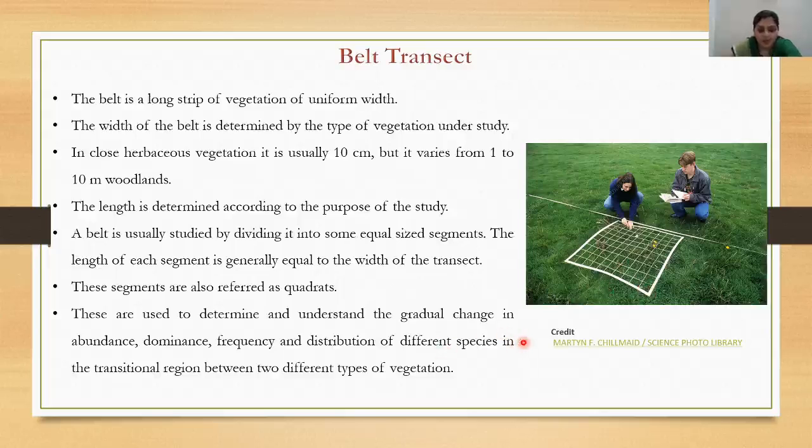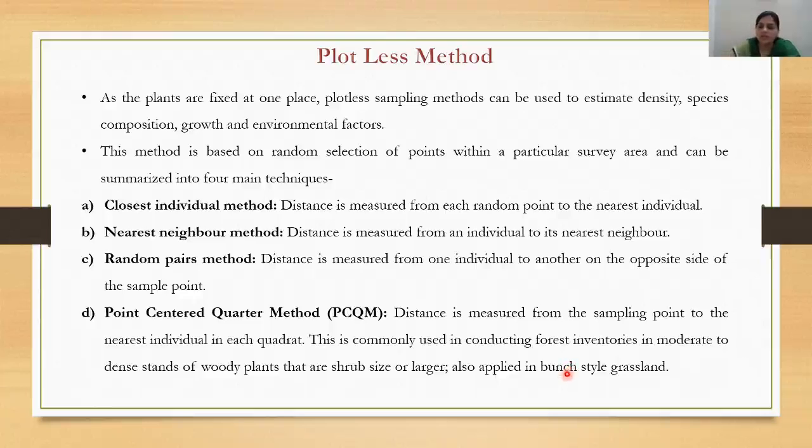This method is used to determine and understand the gradual change in abundance, dominance, frequency, and distribution of different species in the transitional region between two different types of vegetation. So when an area possesses two different types of vegetation, in the transitional zone, the abundance, dominance, frequency, and distribution of the different plant species can be determined with the help of the belt transect method.